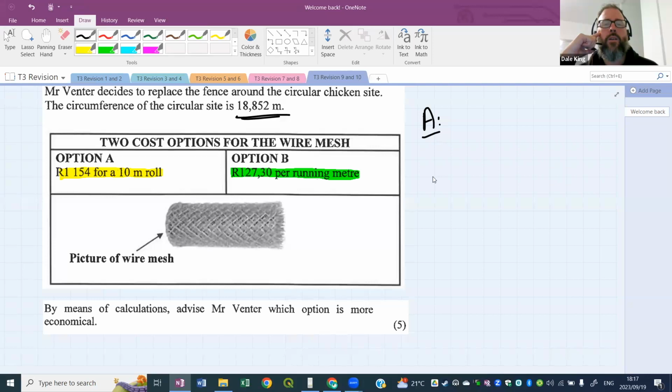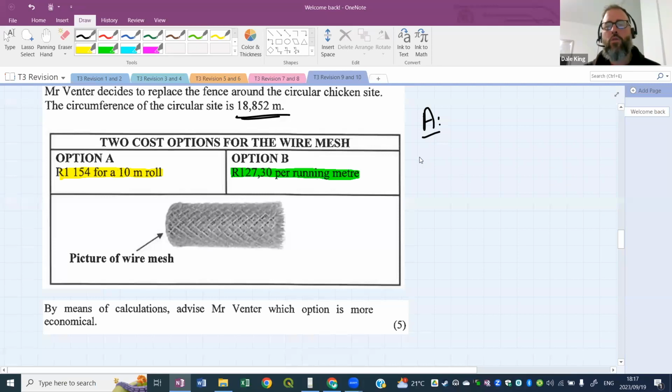It means that what you're going to have to do is take the 18,852 and divide it by the 10 meters and multiply it by 1,154 rand. Okay, you got to be careful with this one, because you can only buy this fence in a 10-meter roll. You can't buy anything less than a 10-meter roll. So what you should ask is, if he needs roughly 18.8 meters, how many 10-meter rolls will he need? 2. You will need 2.